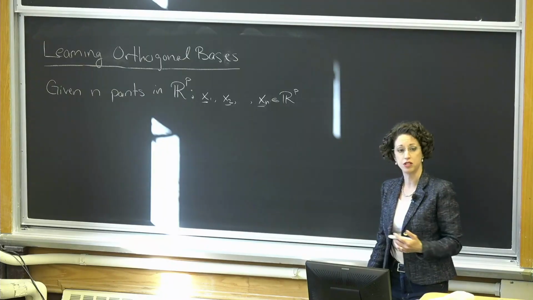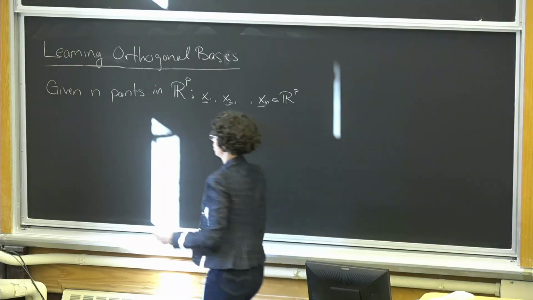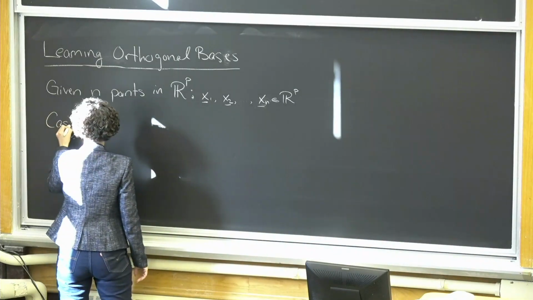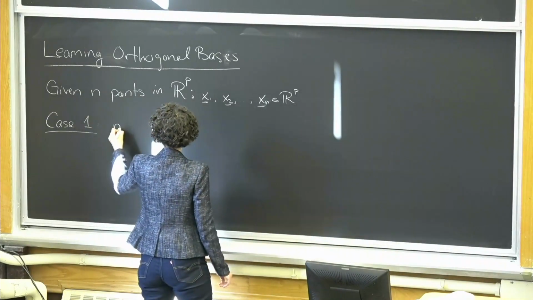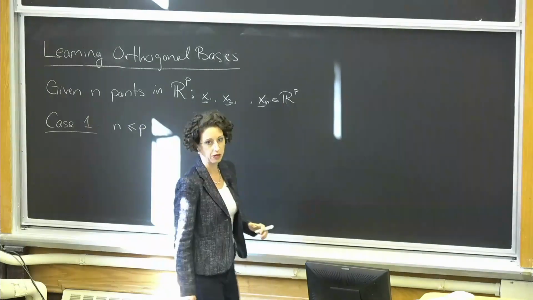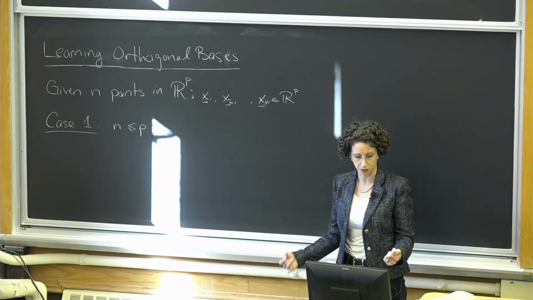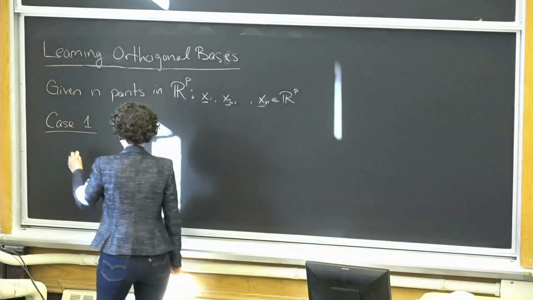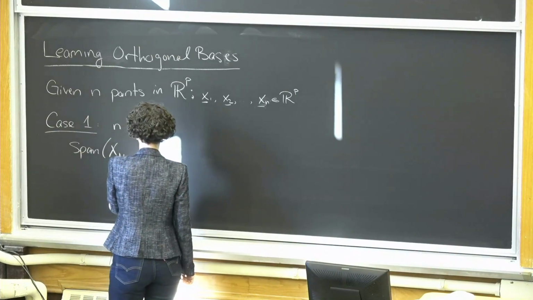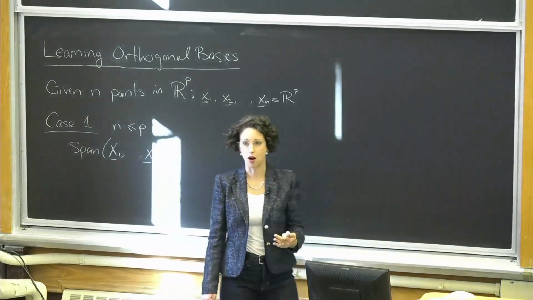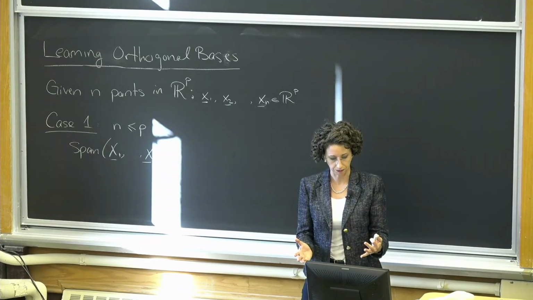So as we do this, I want to think about what are the options, or what might that basis look like. And I want to consider a couple of key cases. So the first case we're going to consider is where n, the number of points that we have, is less than or equal to p. So we've got a small number of points in a potentially high dimensional space. So in this case, if we were to think about the span of the points x1 through xn, then how big can this basis be? How many different basis vectors might we expect?